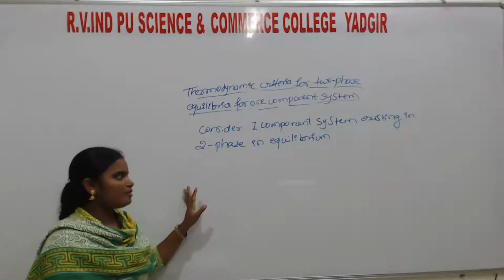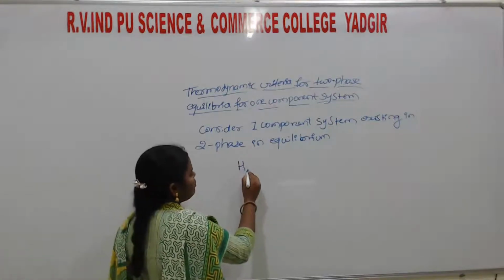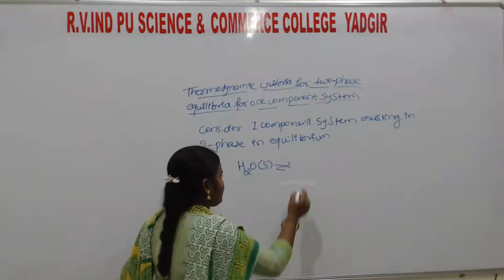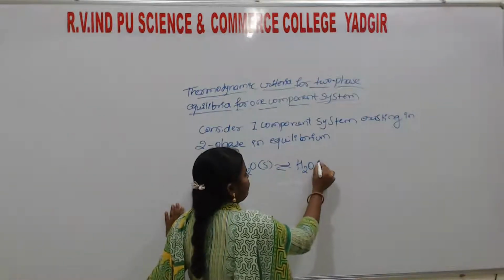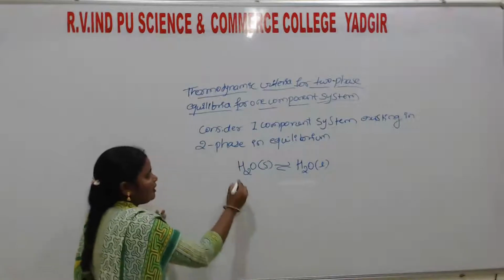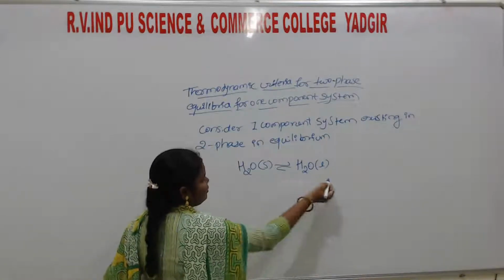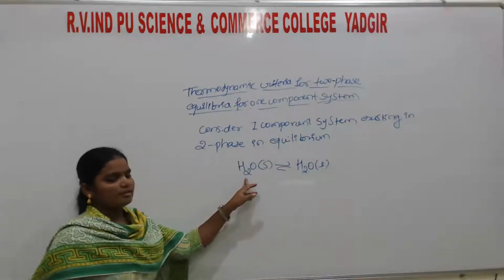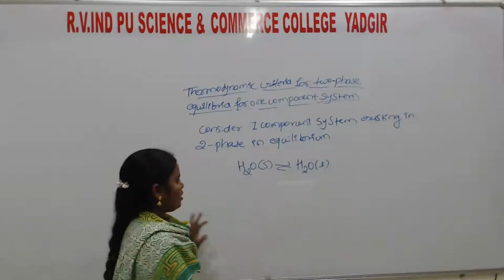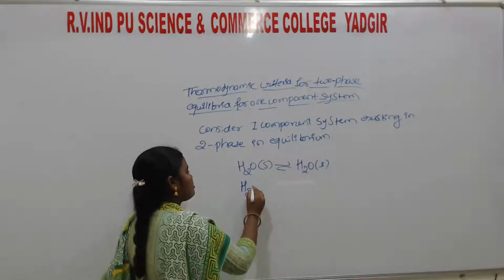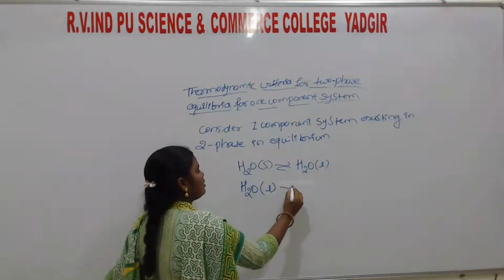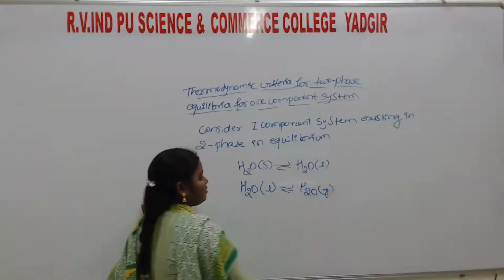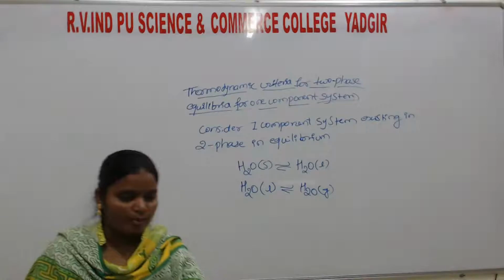Here, for two phases, I take H2O as an example. H2O solid in equilibrium with H2O liquid. This is one phase, and another phase is here, so there are two phases. One is solid, one is liquid. The component is one: water here, also water here. And another, H2O liquid in equilibrium with H2O gas.